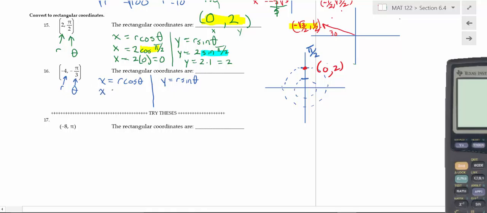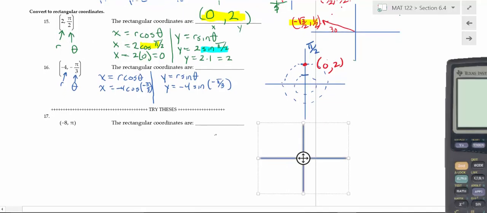So we're going to have x equals negative 4 cosine of negative pi over 3, which we need to look up on the unit circle. Then we're going to have y equals negative 4 sine of negative pi over 3. Go ahead and work this out now, and I'll do, again, another triangle or unit circle diagram here. So what we're looking at is negative pi over 3.